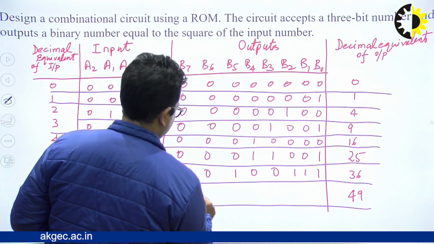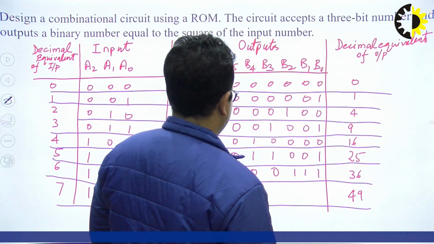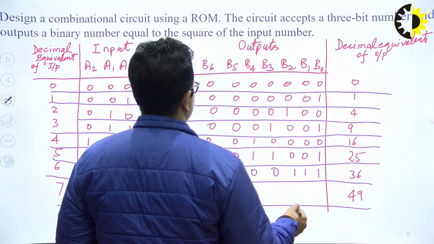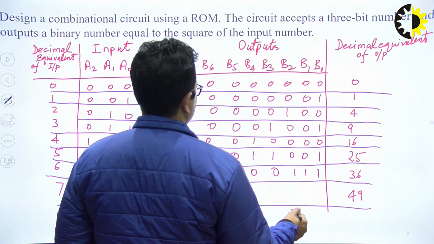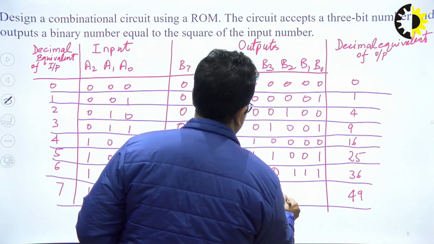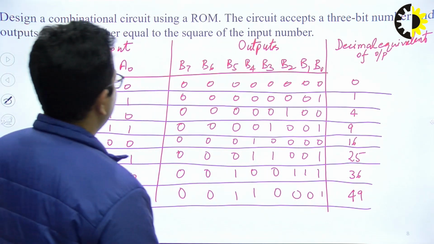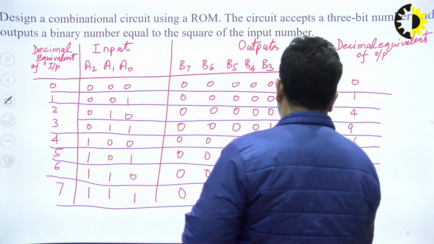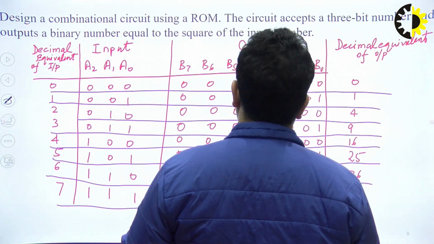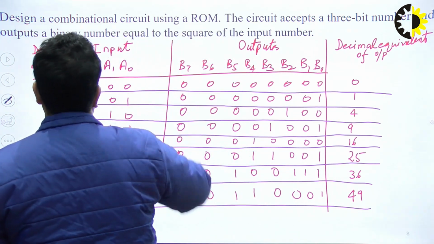Then after that we have 49. In this case we have already generated 32, and from 32 to get 49, it can be 32 plus 16, and then plus 1. So this is the binary equivalent of 49. In this way we have generated the outputs for these input combinations.